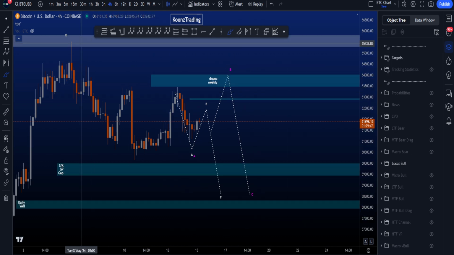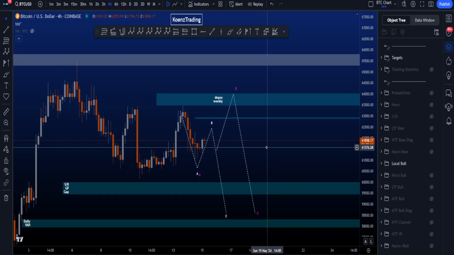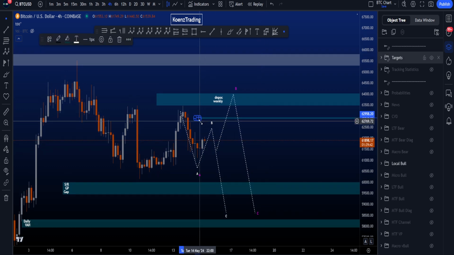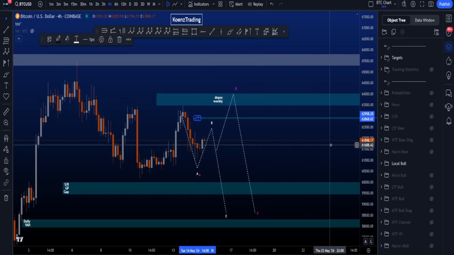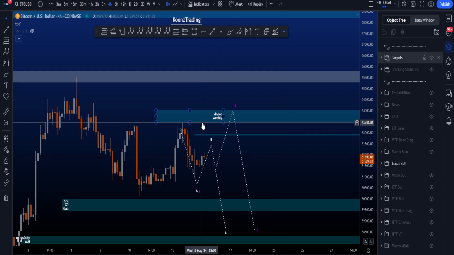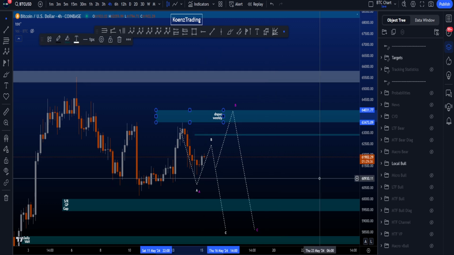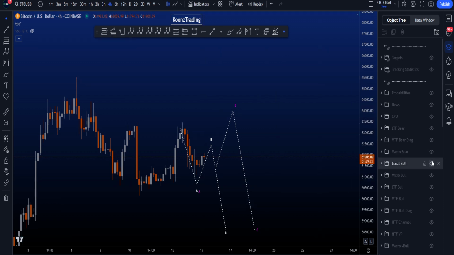The flat is also interesting as we do still have some resistance to the upside. First of all, this small blue box between 62.8 and 63k. Then the bigger blue box between 63.4k and 64k.